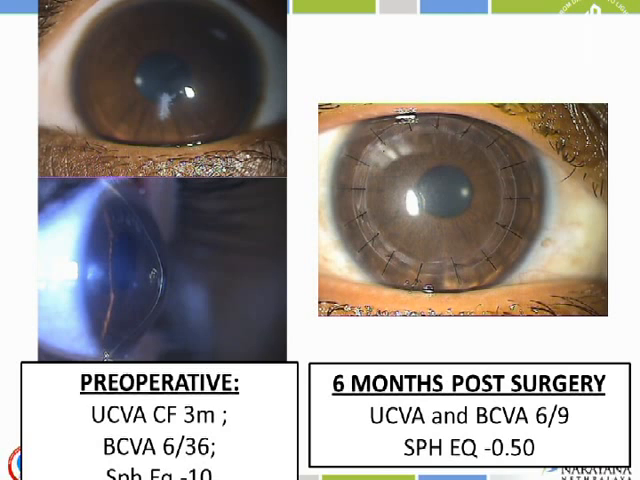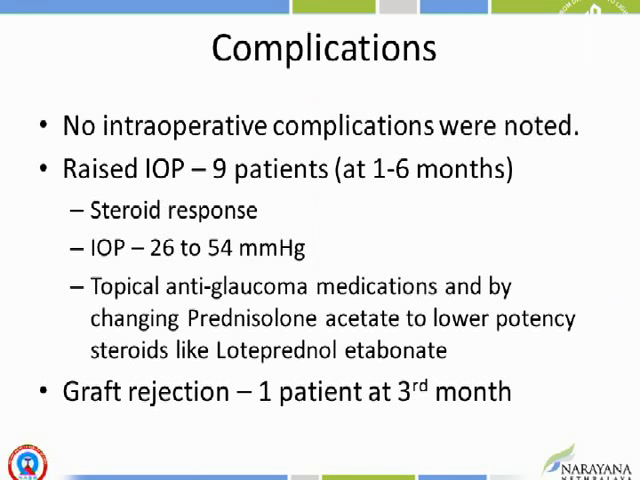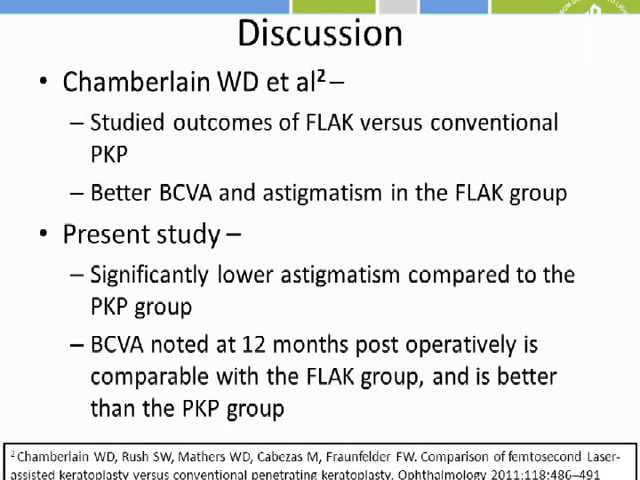This is a clinical photograph of a patient with advanced keratoconus and best corrected visual acuity of 6/36, who at 6 months has got an uncorrected visual acuity of 6/9 with a very minimal refractive error. We did not have any intraoperative complications. We noticed a raised IOP in 9 patients due to steroid response, and 1 patient had graft rejection at the 3rd month. A similar study has been performed by Chamberlain et al., who studied the outcomes of femtosecond versus conventional PKP.